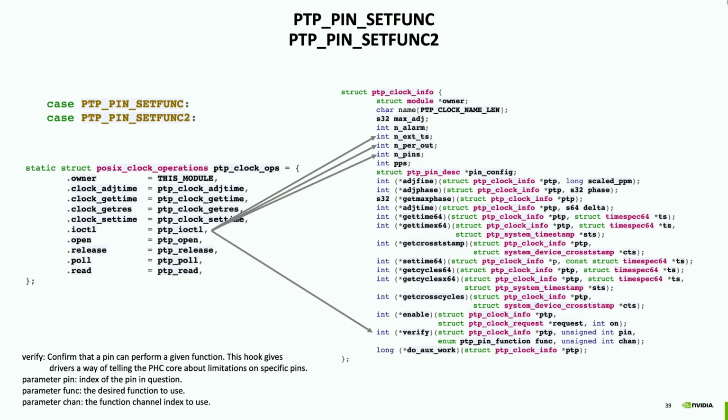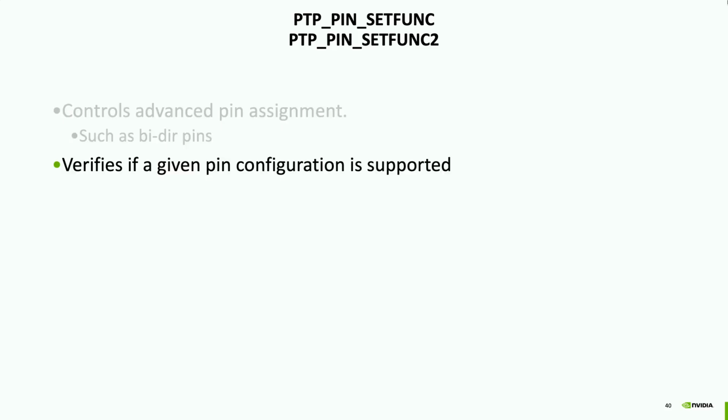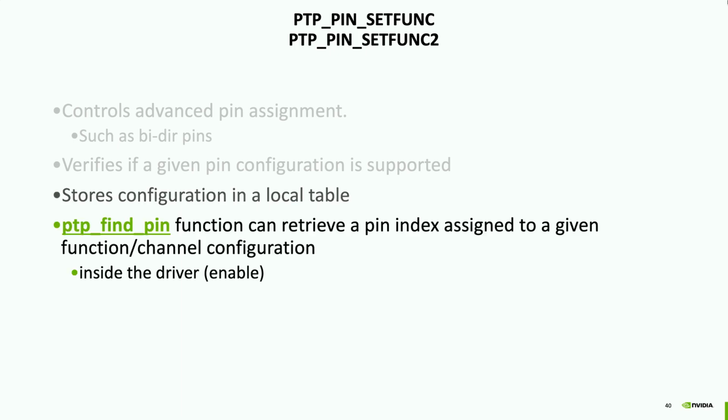And there is a pin set function, which also has an additional call called verify, which will check with your device if it's okay to assign a given function to the pin that the user tried to set the function on. As I said, this controls the advanced pin assignment, such as bidirectional pins or multi-purpose pins. It verifies the configuration and stores it in a local table that's handled by the class device. So we don't need to implement that.